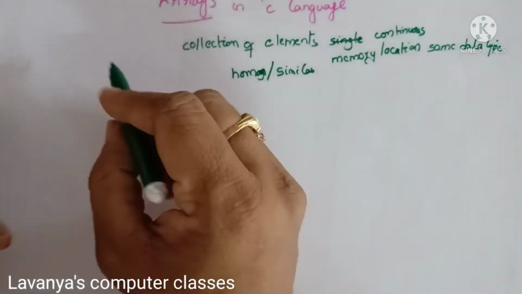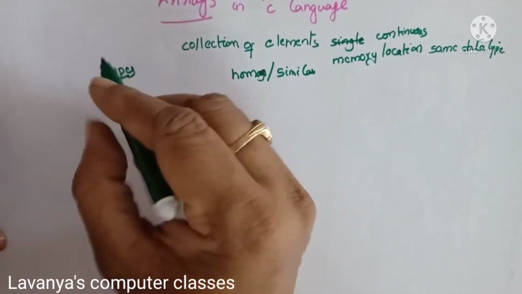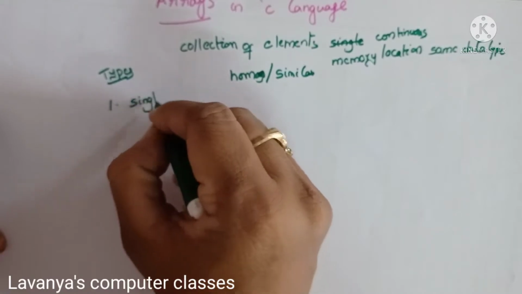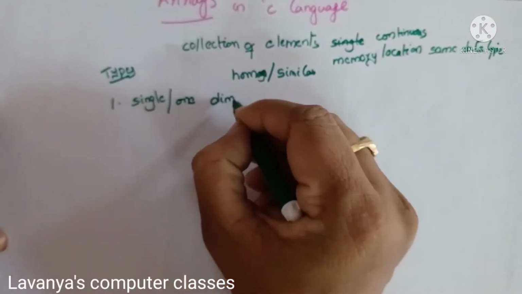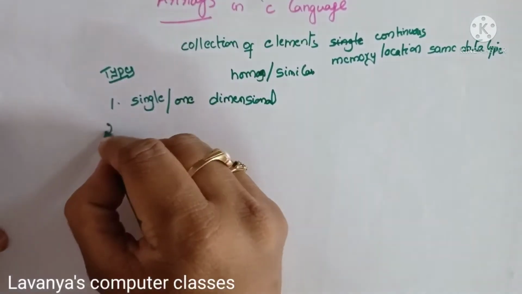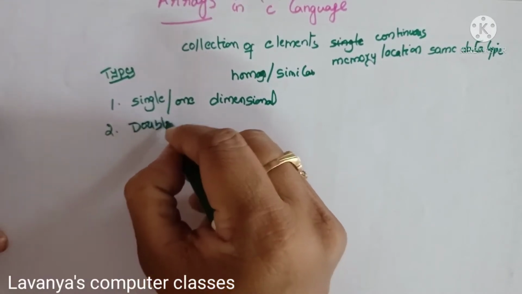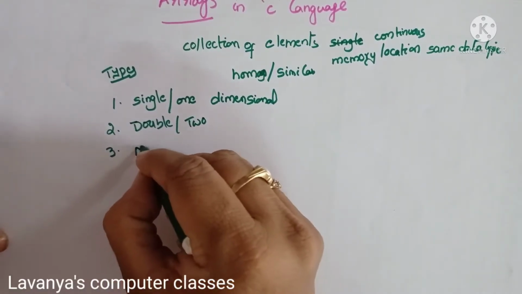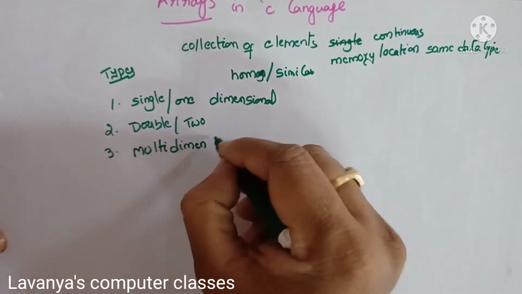So how many types of arrays do we have? There are three types of arrays. One is the single dimensional or one dimensional array. Second one is the two or double dimensional array. Third one is the multi-dimensional array. So these all are the types of arrays.